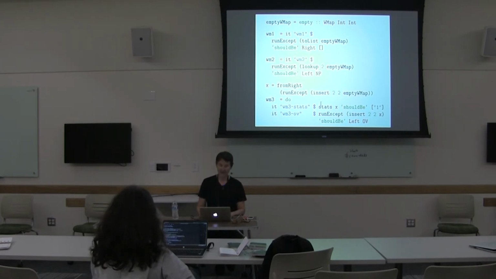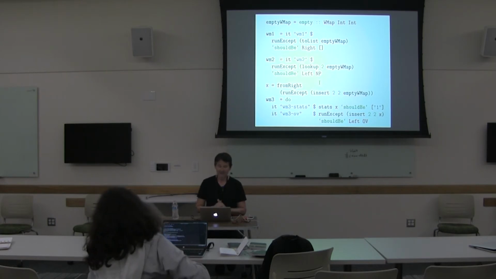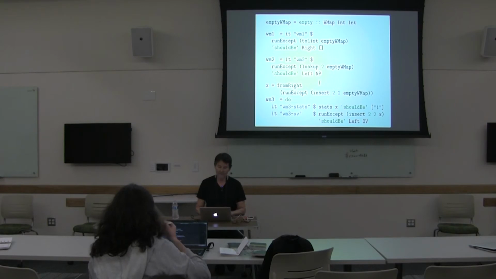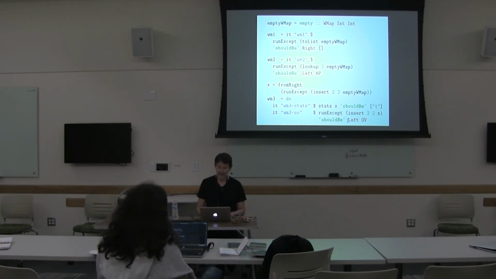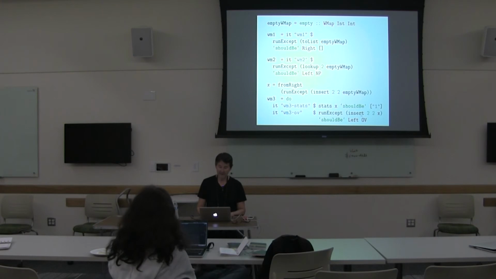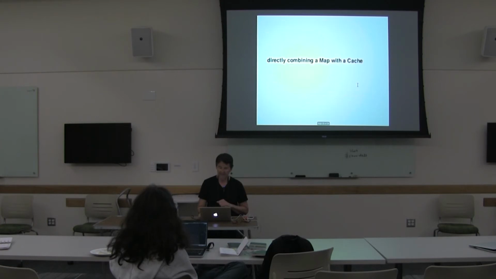And then when I insert something in, great, I just got an X from it, and I'm doing what you shouldn't do in production code, saying fromRight, which means I just know it's going to be a Right, trust me. If it didn't, it would blow up. And I'm saying show me the stats, and the stats are just 1, meaning there's one thing in the map. And if I try to insert the same thing again, I get an overwrite. So nothing too magic there.